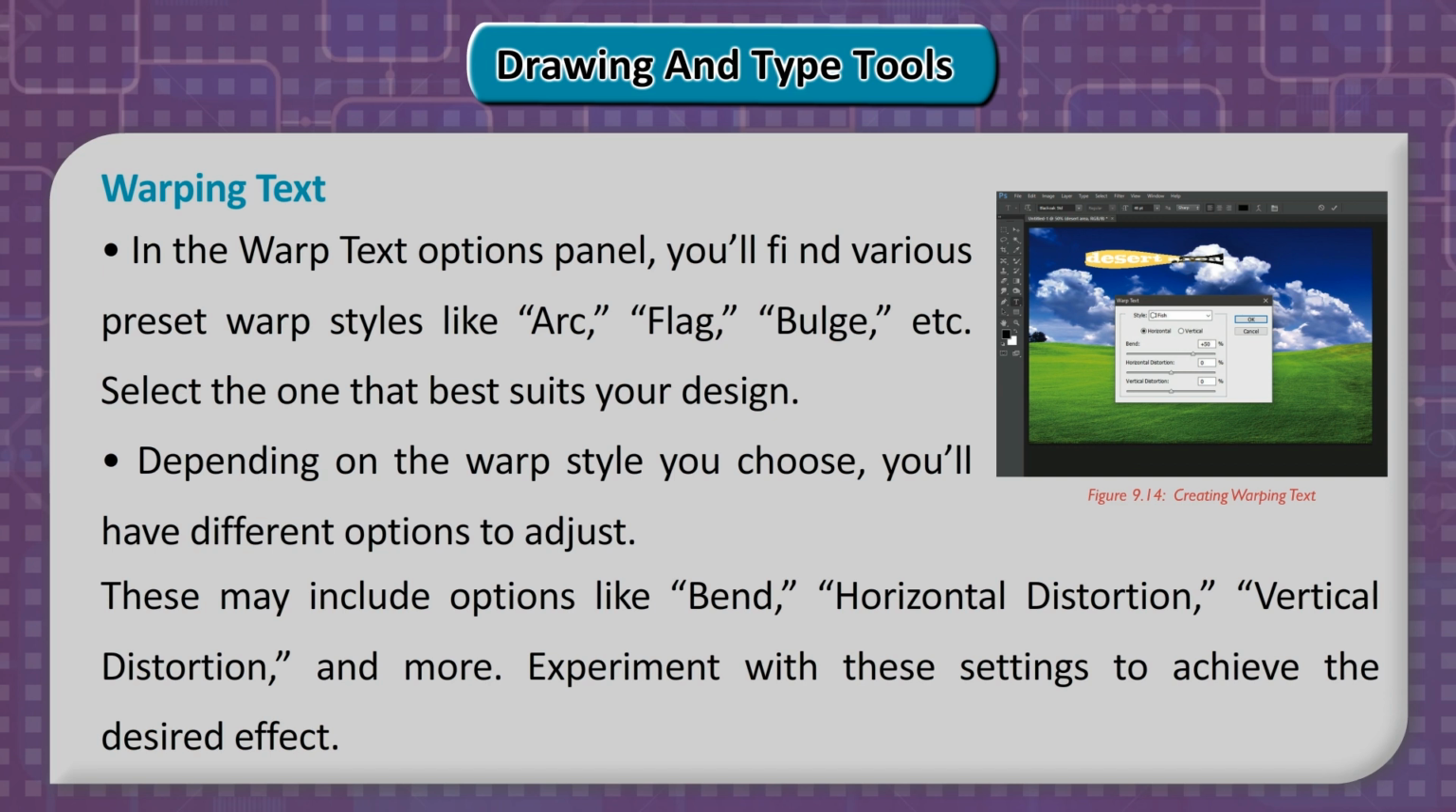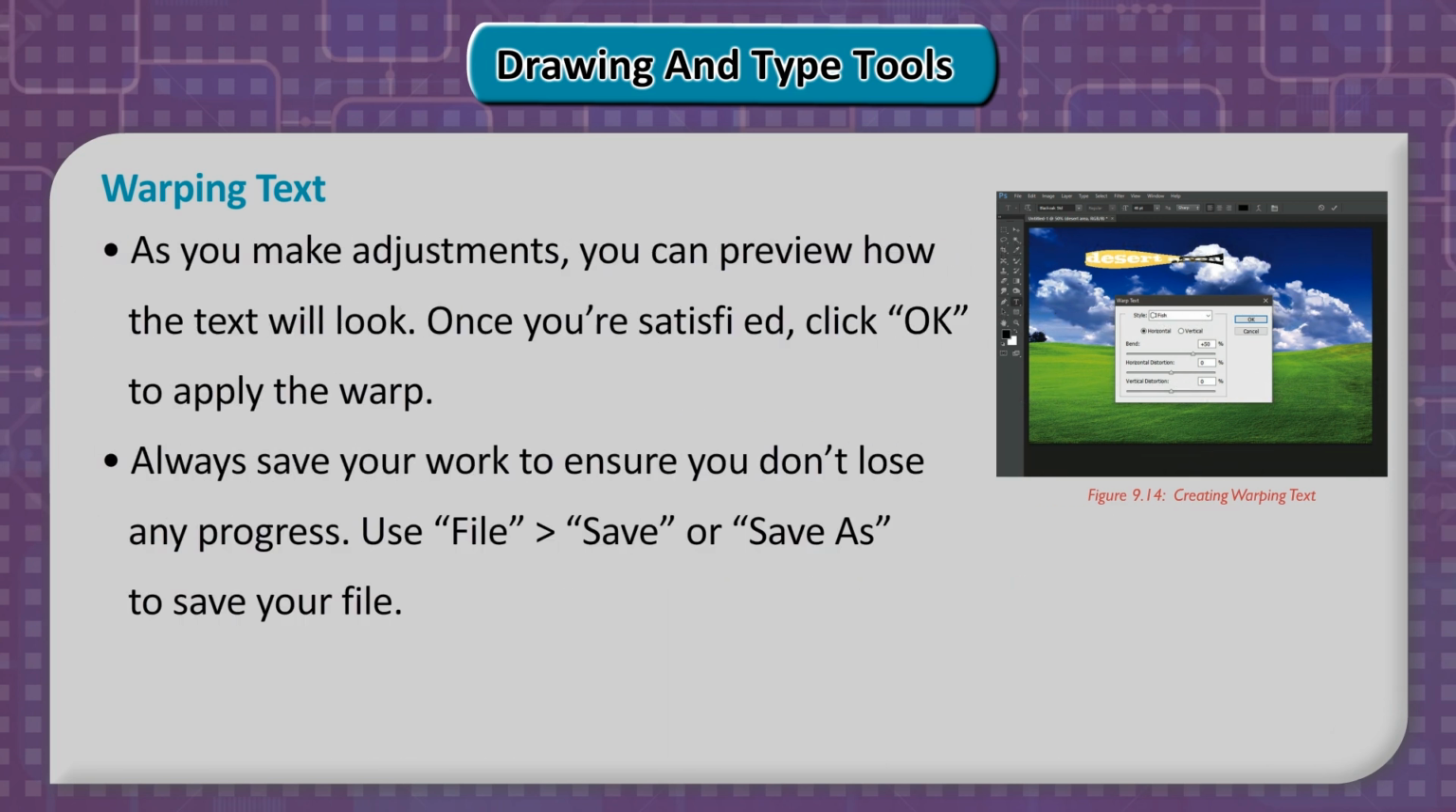Depending on the warp style you choose, you'll have different options to adjust. These may include options like bend, horizontal distortion, vertical distortion, and more. Experiment with these settings to achieve the desired effect. As you make adjustments, you can preview how the text will look. Once you're satisfied, click OK to apply the warp. Always save your work to ensure you don't lose any progress. Use File > Save or Save As to save your file. Figure 9.14. Creating warping text.